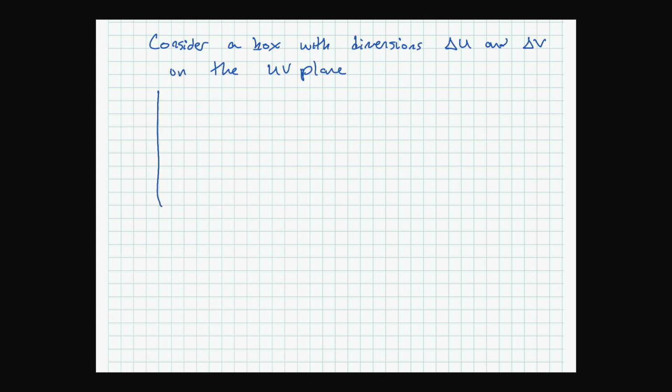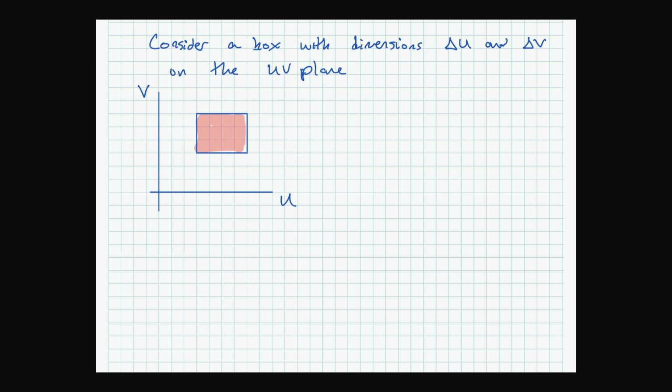So what we're looking at is some little box. Make straight lines. Come on, you can do it. Okay. So you have a little box, and this is in the UV plane. So this is U, this is V, and then we've got this little box here. Now this little box has dimensions.